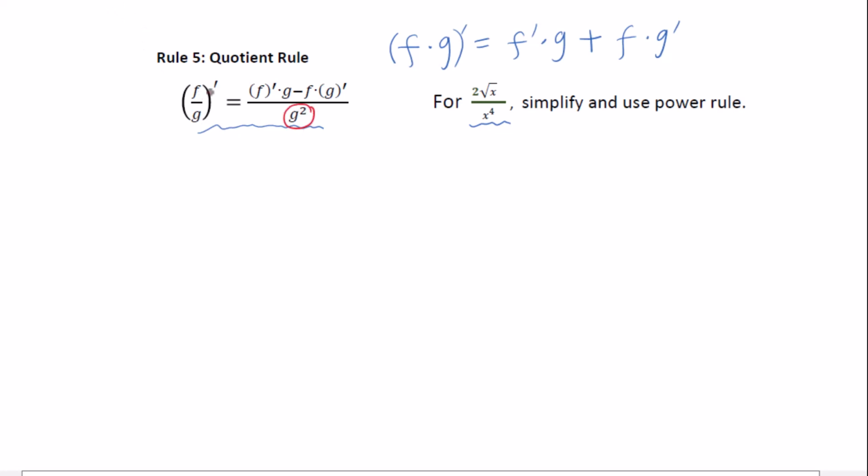The numerator has the priority of derivative, so we will get f prime times g. Here is a minus. Switch the derivative: f times g prime. For the product rule, this is a plus. For the quotient rule, this is a minus.